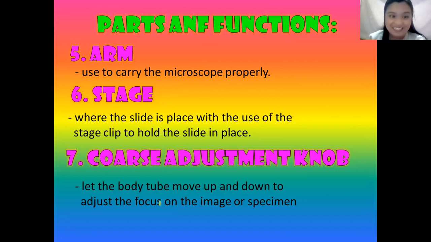All right. Next, number 7, the coarse adjustment knob. This is what I told you a while ago. It's a knob that lets the body tube move up and down to adjust the focus on the image or specimen. So the coarse adjustment knob focuses on the whole image or the specimen, and it moves up and down.